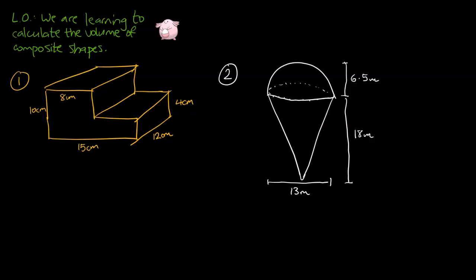Today's learning objective is in green and we are learning to calculate the volume of composite shapes. This learning objective is an extension of the area version, except we now just want to slightly twist our thinking into the volume equivalent. We know what a composite shape is. A composite shape is a bigger shape that comprises multiple shapes put together. And the best way to understand these types of questions is let's just get into some.